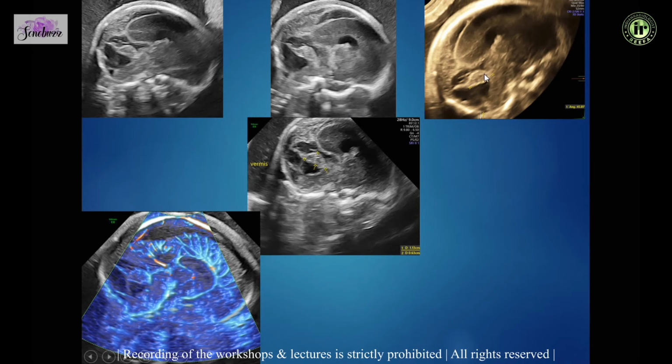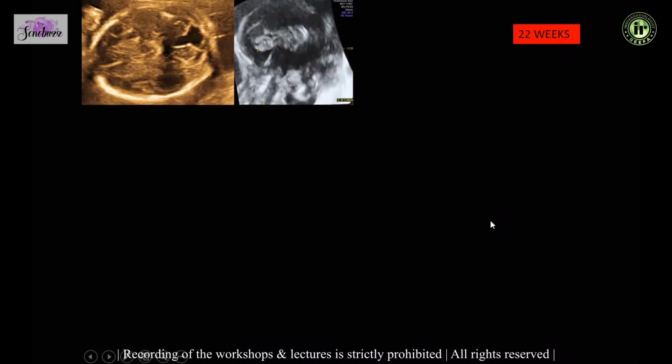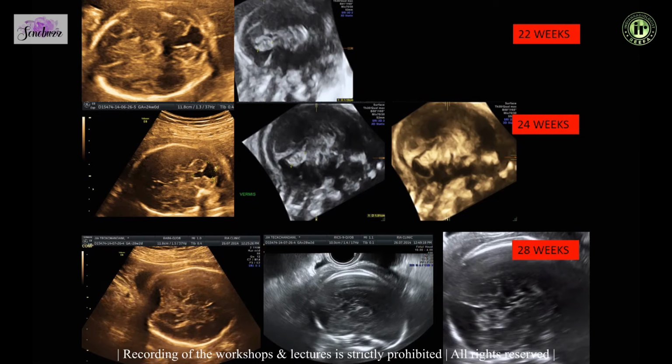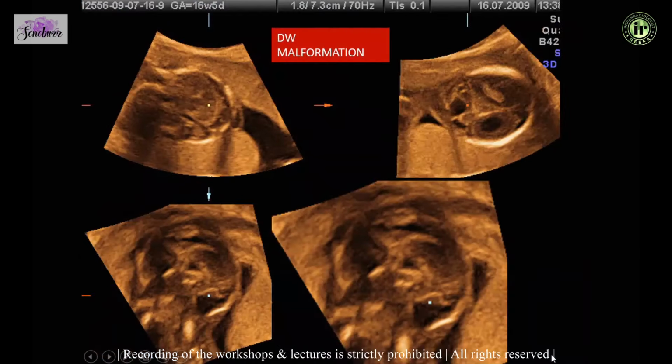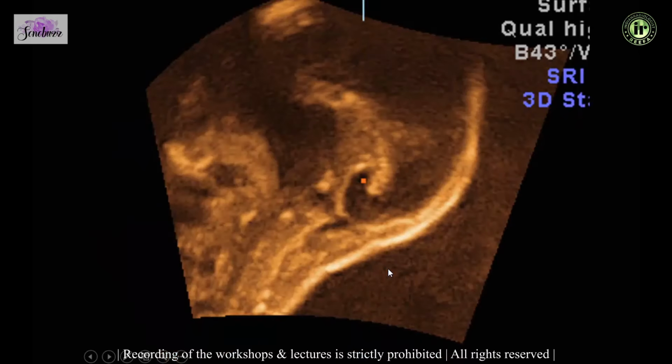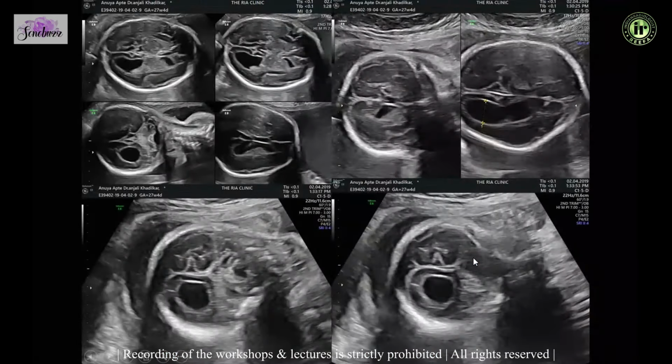You can see the vermis is intact, it is rotated in an anti-clockwise direction, and this is a Blake pouch cyst. And here again another Blake pouch cyst which closes at about 28 to 30 weeks. Now that's a Dandy-Walker malformation with severe rotation, severe small vermis, and that is pontocerebellar hypoplasia seen here.